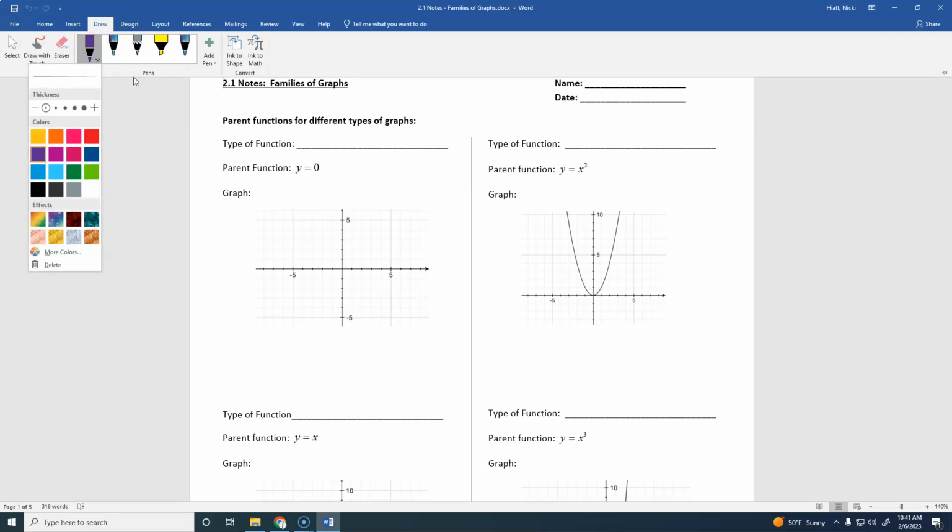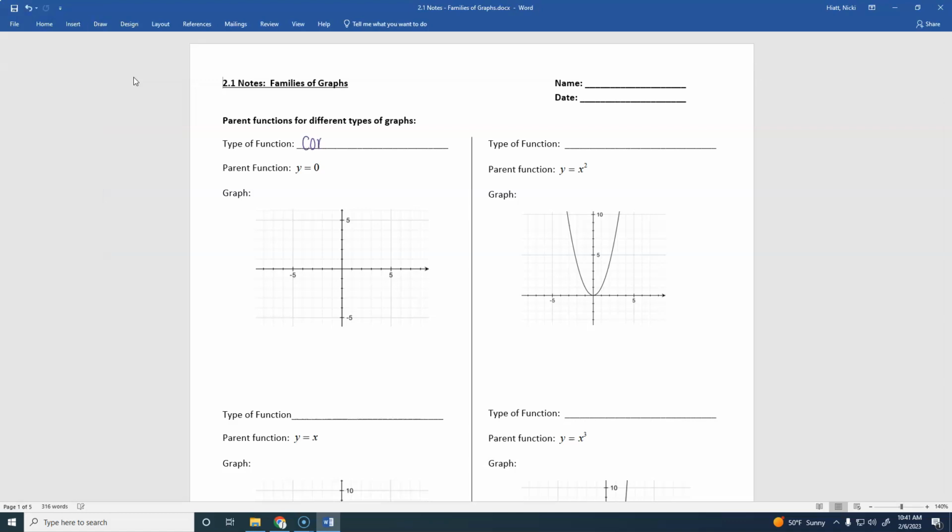So the first is the constant function. Okay, and the parent function is the line y equals 0. And we need to draw this in because it is graphed here, but you really can't see it because it is just the x-axis. So you probably need to draw it in there because I graphed it, but it didn't really show up because it was on top of the axis.